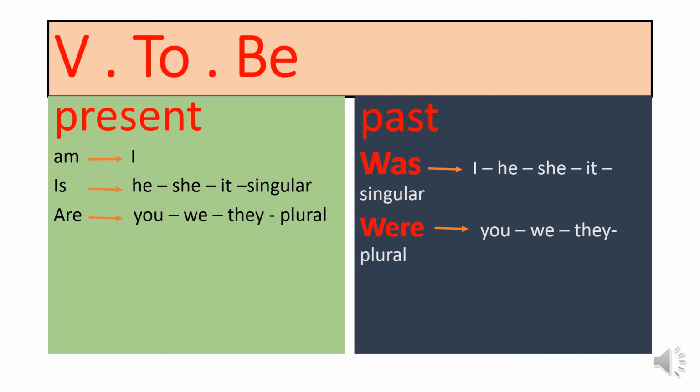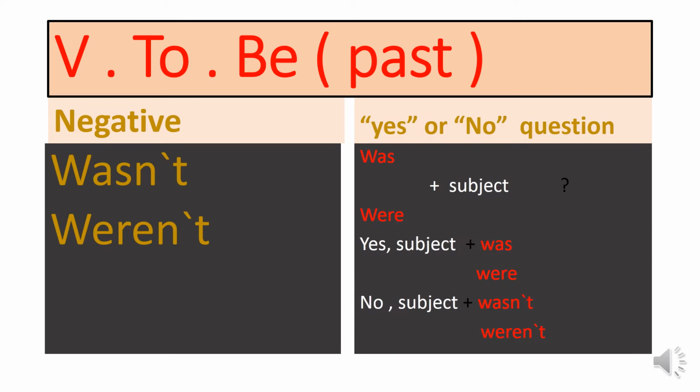Were is the past form of are. The past of are, were. Were comes with you, we, they, and plural nouns. The negative with verb to be in the past: the negative of was, wasn't; the negative of were, weren't.